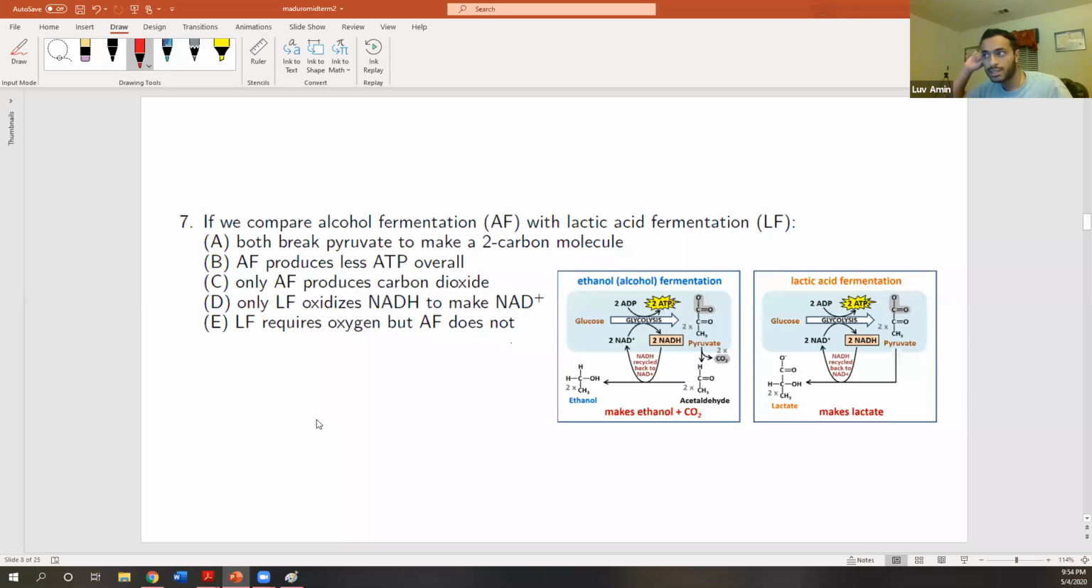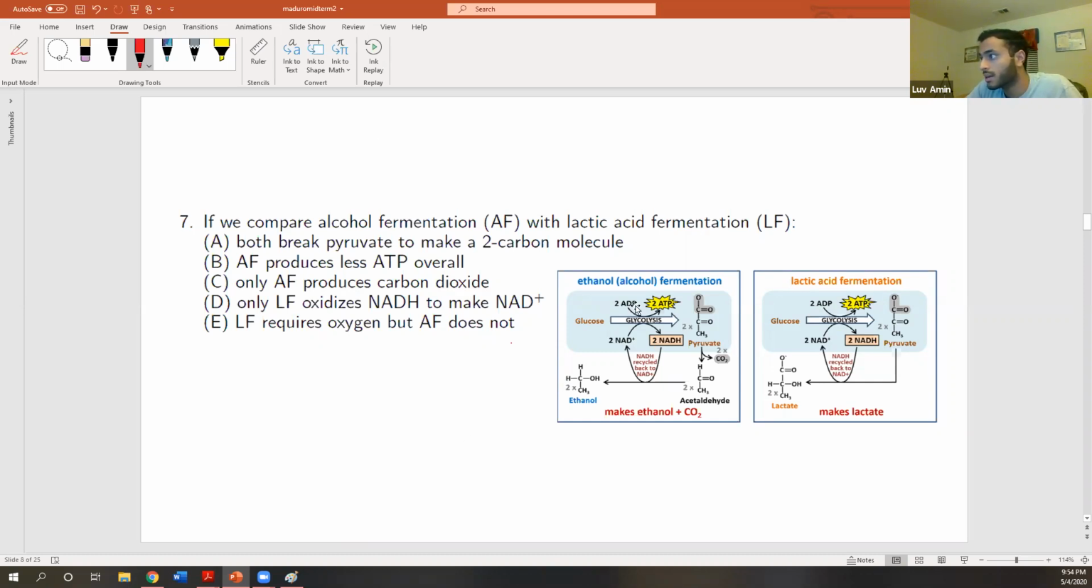So number 7 is asking us to compare alcohol fermentation versus lactic acid fermentation. A big thing to remember, just for review, is that this occurs in the cytosol, and it occurs when oxygen is not really present, right? So let's look at it in this case. What's the difference between the two?